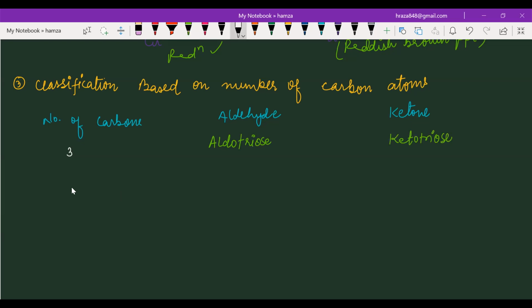Again, if the number of carbons is 4 in the carbohydrate and the functional group present is aldehyde, the name will be aldotetrose. Are you getting my point? Aldo is for aldehyde and tetra stands for 4. So tetrose. And its ketone name will be, please let me know, ketotetrose, right? Yes, sir. Okay, so please name this for 5 and 6.